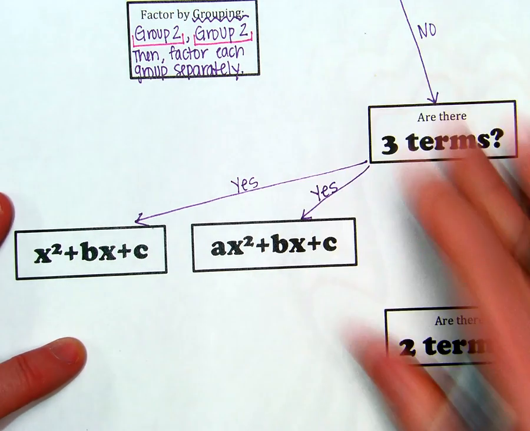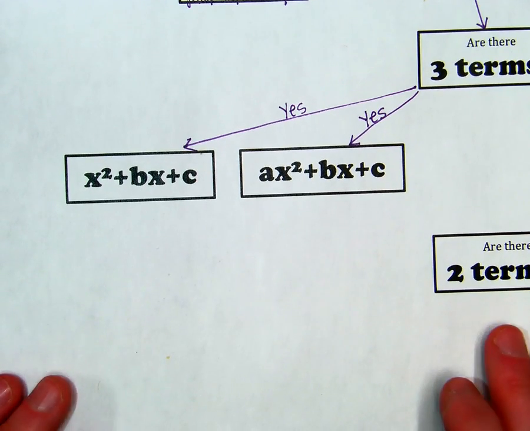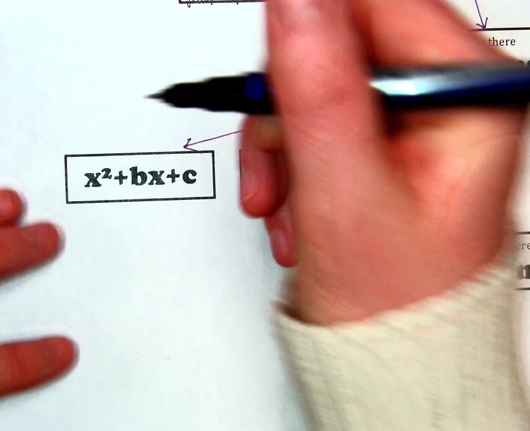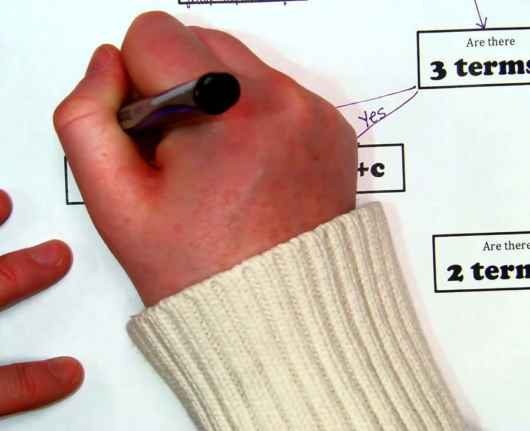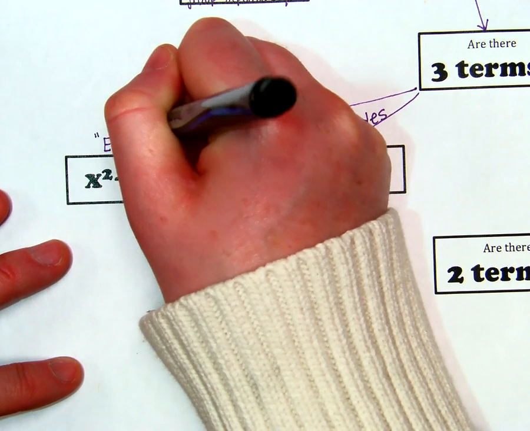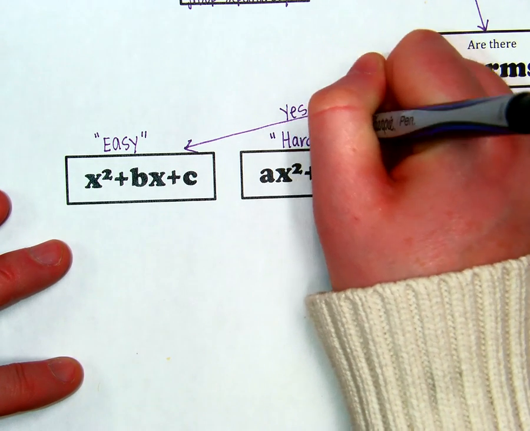And then we'll talk about the no direction in a minute. So if you do have 3 terms, it's either the easy kind or the hard kind. So let's just go ahead and write that these are the easy ones and that these are the hard ones, because that's how you hear me refer to them in class.